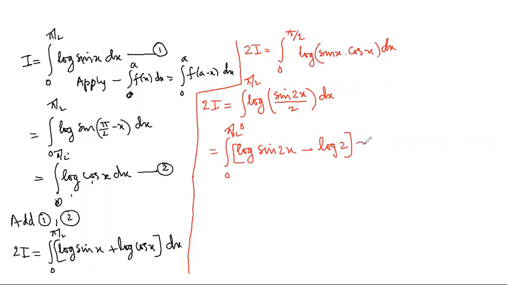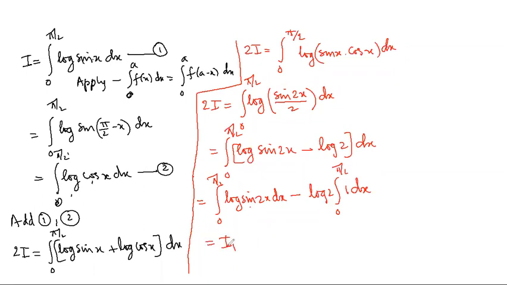What property did I apply? Log m upon n is log m minus log n. Now one term, 0 to pi by 2 log sin 2x, I'm going to keep like this. I'll think about this integral afterwards. But this term I can integrate because log 2 is a constant. So I'll keep this as some I1. So my 2I, left hand side is 2I, is I1 minus log 2 into integral of 1. Integral of 1 is x.